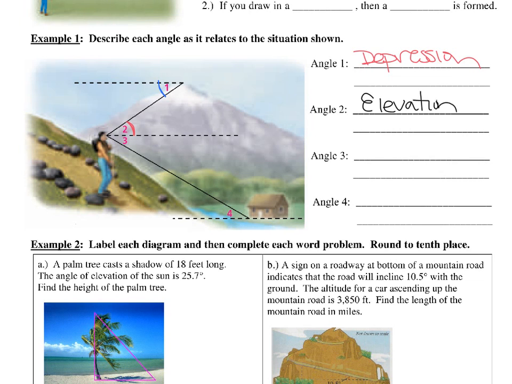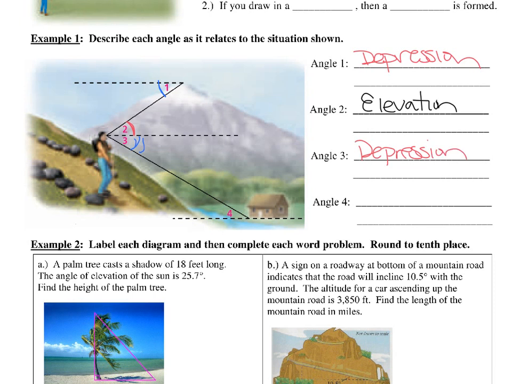Angle 3, so let's say the guy now changes his viewpoint. Notice here's our horizontal line, and angle 3 is actually located below the horizontal line. So it's like he's looking downwards now. So angle 3 is an angle of depression. Sounds so sad saying that word.